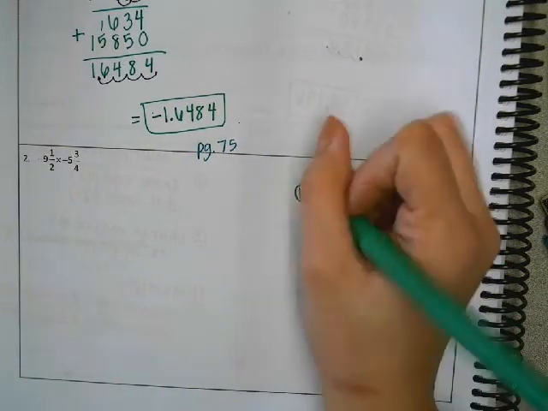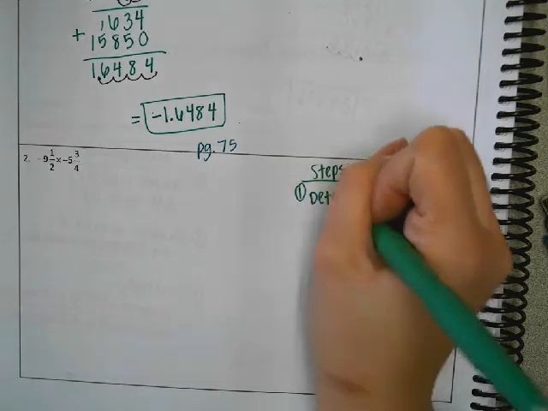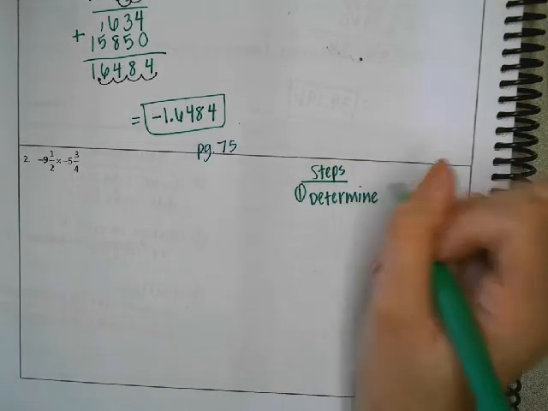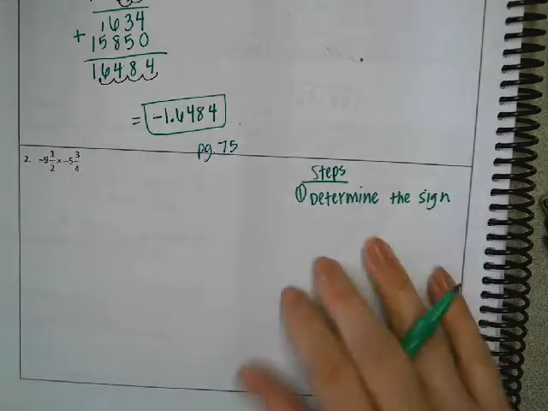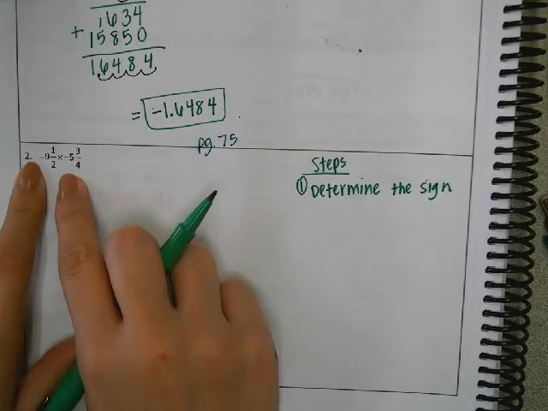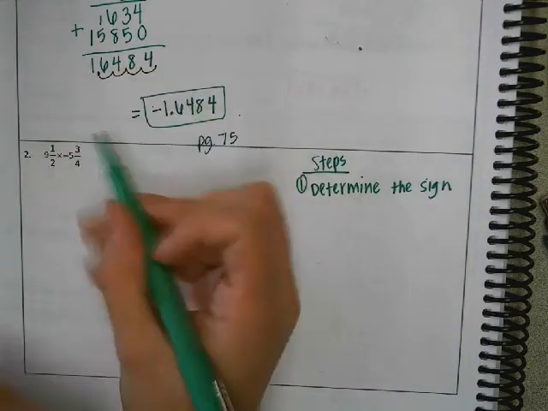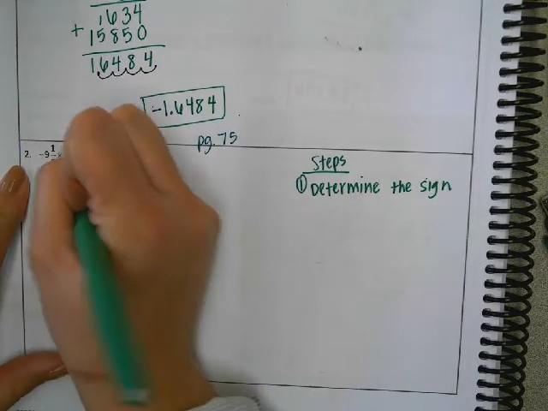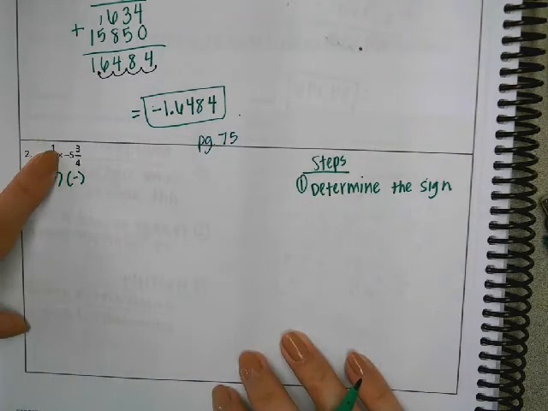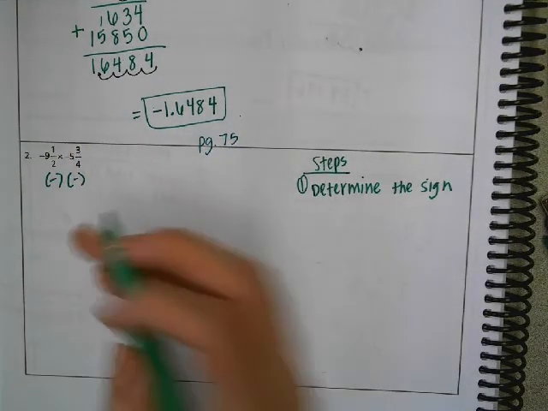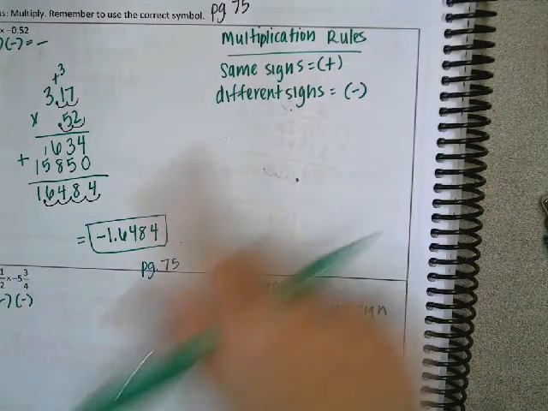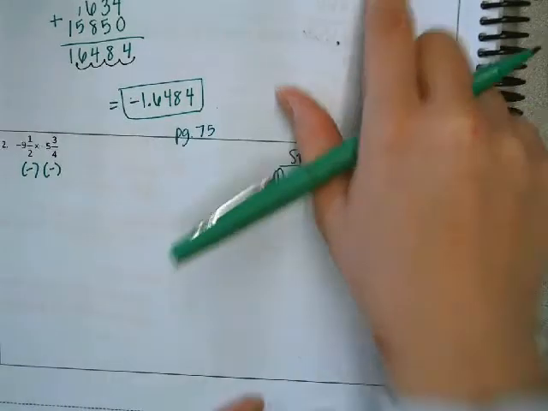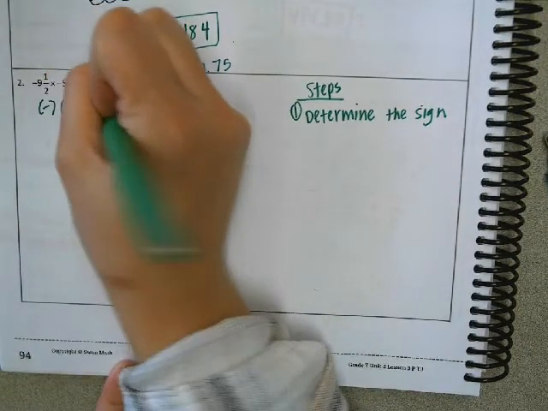Step 1, we'll say determine the sign. So the first thing that I want you guys to do is to figure out what sign my answer will be. So I know that I have a negative times a negative, right? I have negative 9.5 times negative 5 3/4. Negative times a negative. If we look back up at my rules, I have the same signs. Sorry, negative and negative are same signs. So my answer is going to be positive. So down here, my answer is going to be positive.